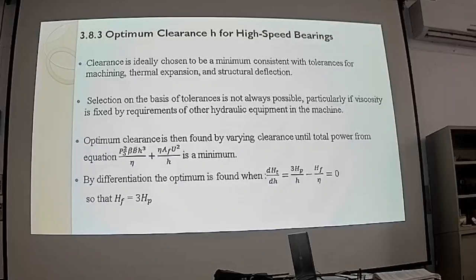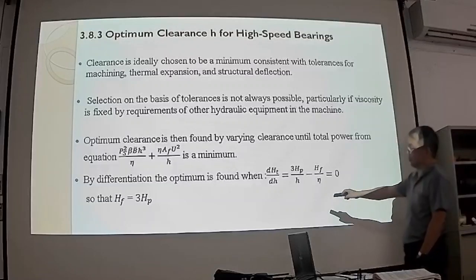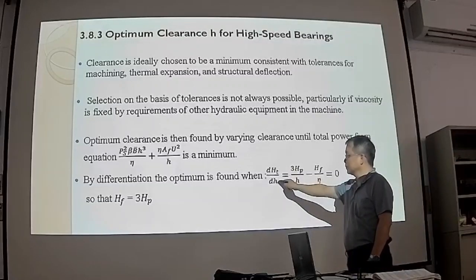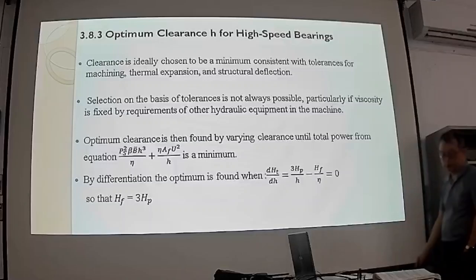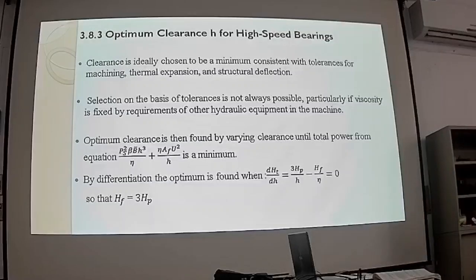So we can find out the optimum clearance h by using this equation. The total power, the derivative equal to zero, we can find the optimum clearance for the minimum power consumption.